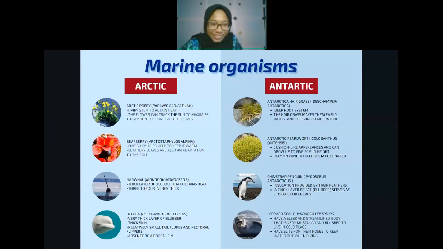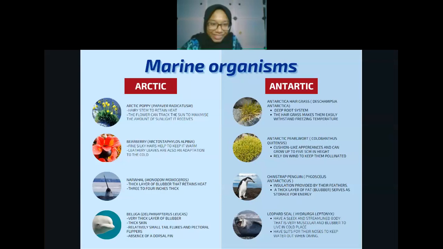So the next one is about the marine organisms of the Antarctic, and the case study. I will pass the floor to Faris. Okay, for the Antarctic organisms, the plant we chose is Antarctic hairgrass, Deschampsia antarctica. It has a deep root system that keeps it well anchored within its habitat and allows it to absorb water and nutrients from its environment. The hairgrass can easily withstand freezing temperatures.